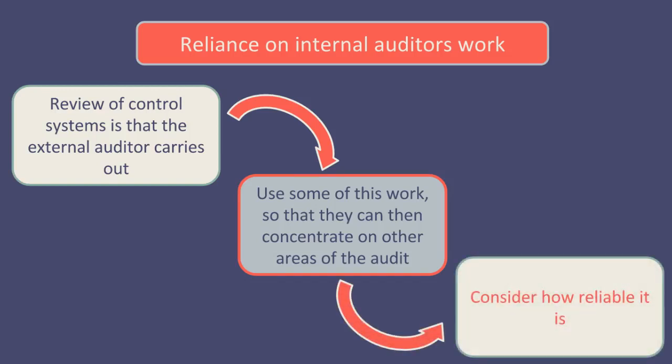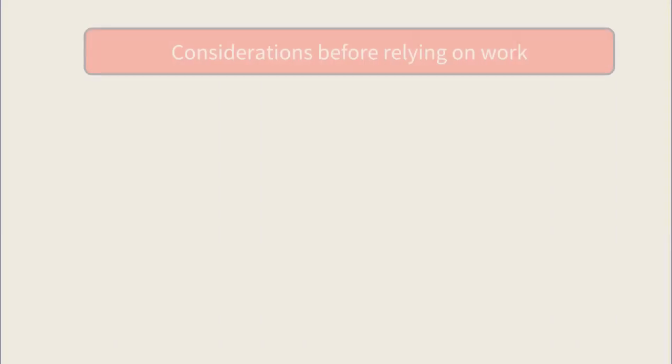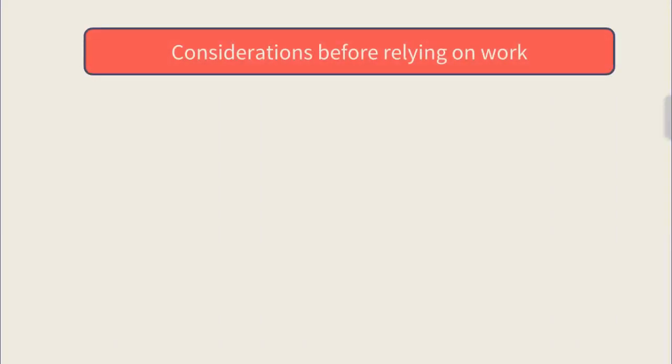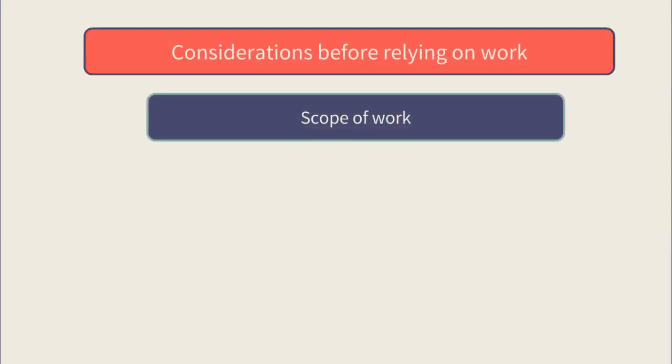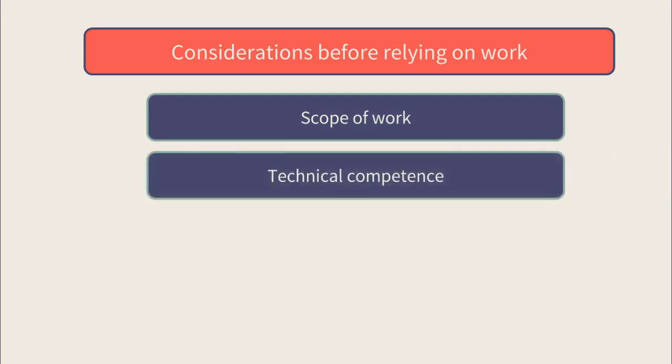Before they decide whether they can use the work of the internal auditor, they must consider how reliable it is. Considerations would be the scope of work. They would address how much detail has gone into the work, as external auditors must provide reasonable assurance on the work they carry out. The technical competence. They would need to review the experience and qualifications of the internal audit team.